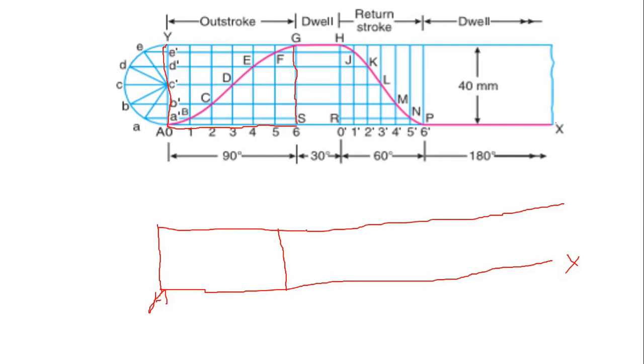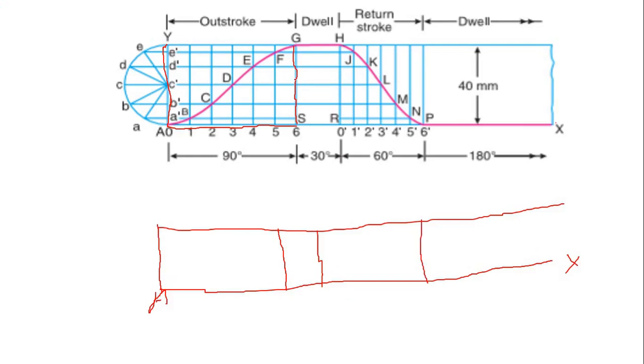Now the student from here measures 3 centimeter for the dwell condition and marks it. After that, from this point, measure 6 centimeter for the outward return stroke. We can draw like this, and the remaining of these are for the dwell conditions.